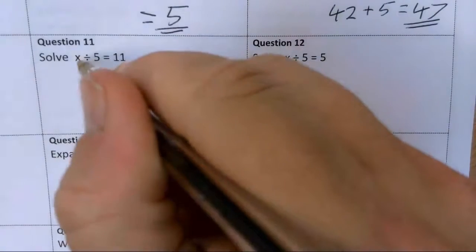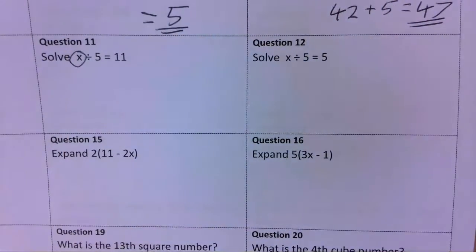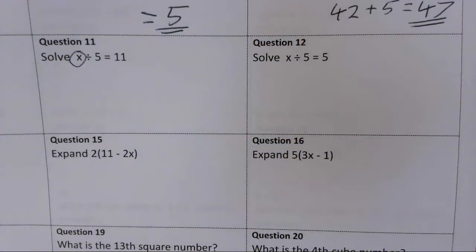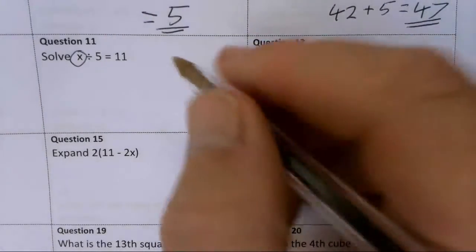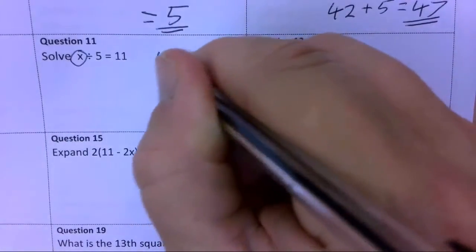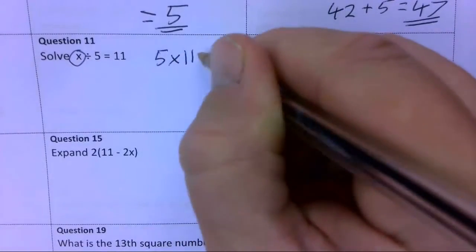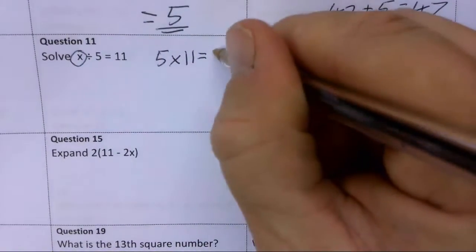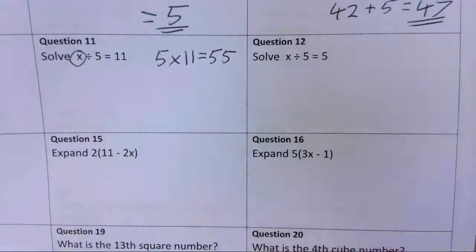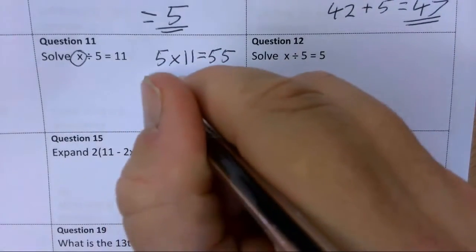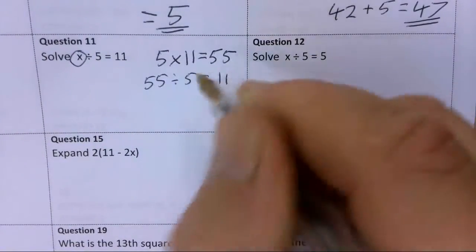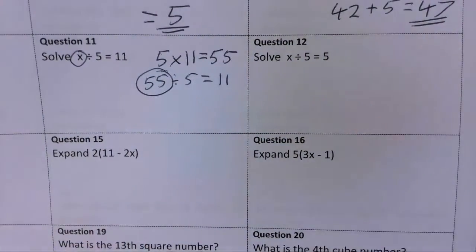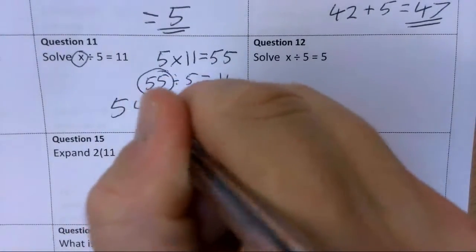This X just stands for a number. When I divide it by 5 equals 11. So this is basically a related division fact. If you know your times tables that 5 times 11 is 55, then it must be that 55 divided by 5 would give you 11. So that is the number which is missing there, 55.